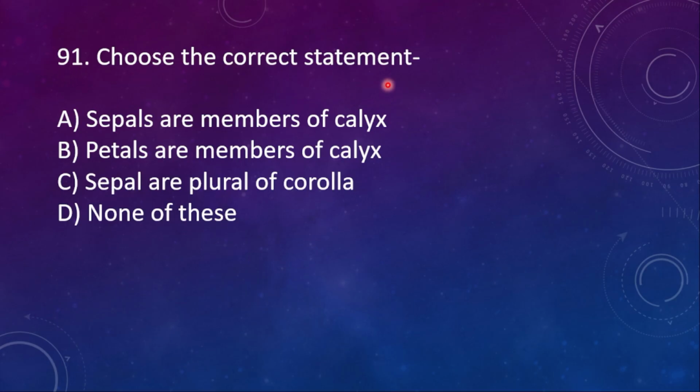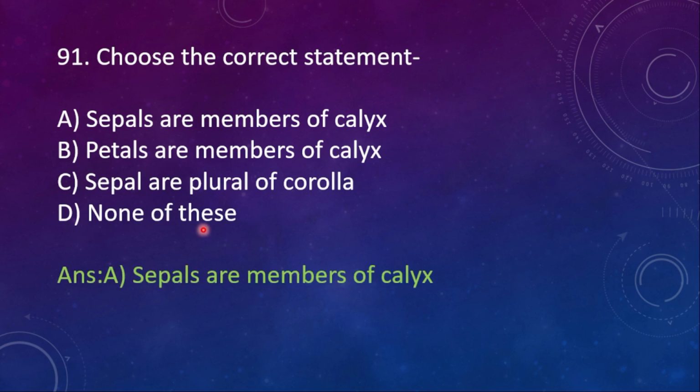91. Choose the correct statement. A. sepals are members of calyx. B. petals are members of calyx. C. sepals are plural of corolla, and D. none of this. Option A is correct. Sepals are members of calyx.